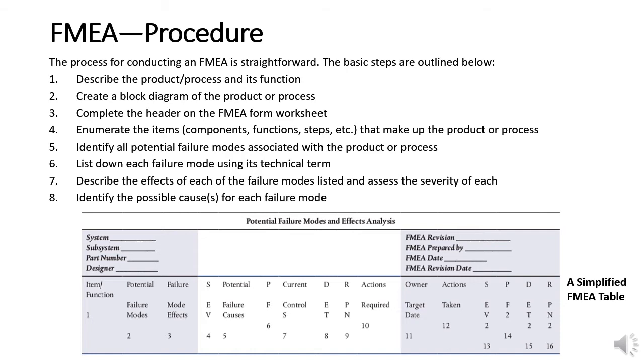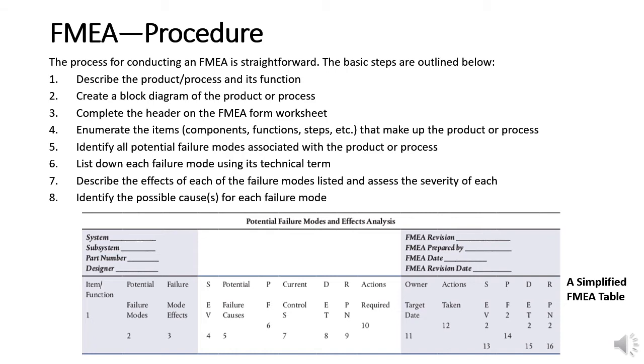The sixth step is to list each failure mode using its technical term. A failure mode in one component can serve as a cause of a failure mode in another component. Each failure should be listed in technical terms. Failure modes should be listed for the function of each component or process step. At this point, the failure mode should be identified whether or not the failure is likely to occur.